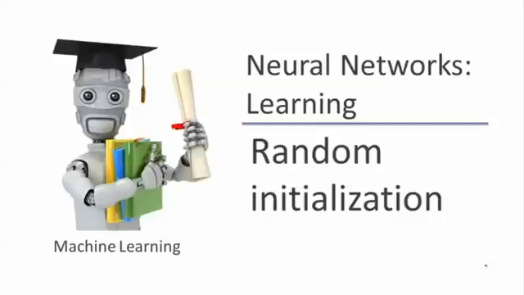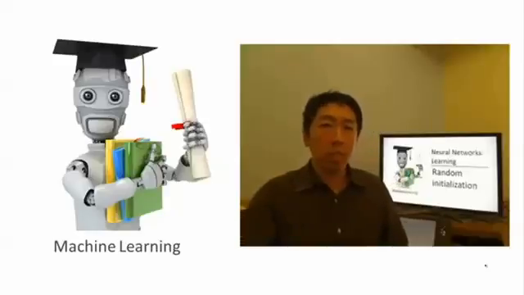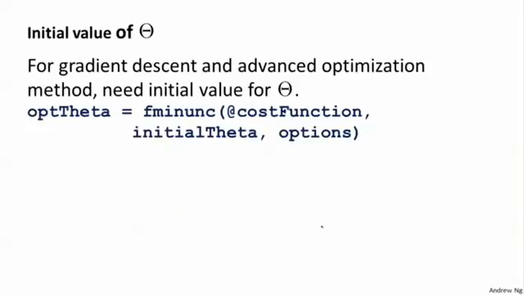In the previous videos, we put together almost all the pieces you need in order to implement and train a neural network. There's just one last idea I need to share with you, which is the idea of random initialization. When you're running an algorithm like gradient descent or the advanced optimization algorithms, we need to pick some initial value for the parameters theta. The advanced optimization algorithms assume that you will pass them some initial value for theta.